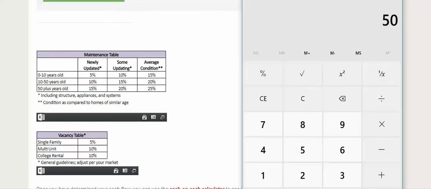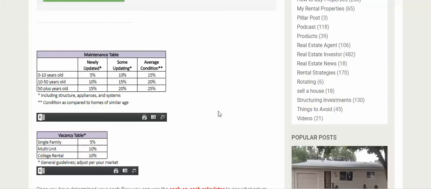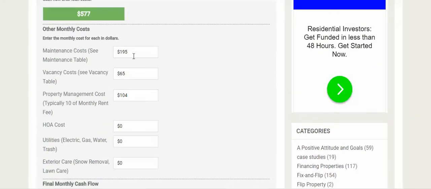So again, go to my calculator, $1,500 times 0.15, $225 a month for maintenance. That might seem kind of high, but remember, one major tenant disaster, one bad tenant can cost you $10,000 or $15,000. Doesn't happen often, but it can happen.